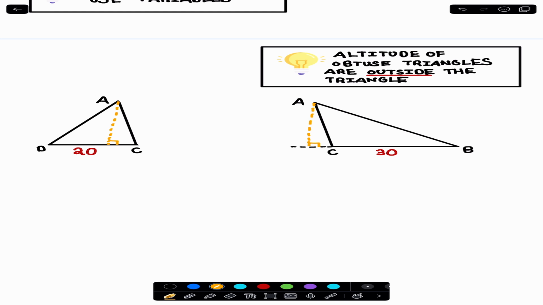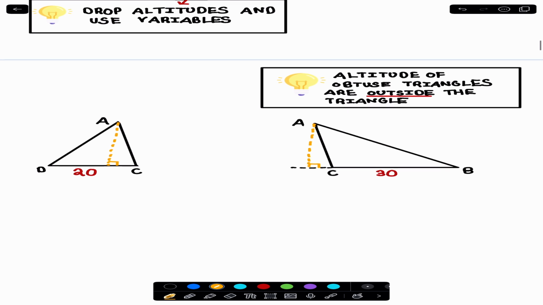If any of this does not sound familiar to you, this is what I'm talking about for the prerequisites, so I would definitely check those videos out first, because I'm not going to explain in too much detail in this video why the altitude of an obtuse triangle is outside the triangle. This is something you should already know.